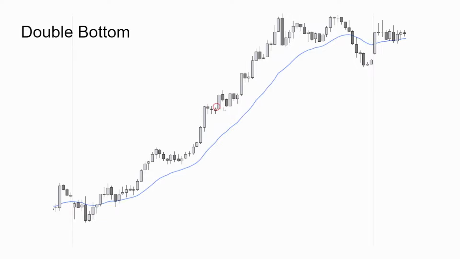Here's another form of a double bottom, but it's more of a retest. And there's another double bottom right here, but this is a range bound double bottom. The important thing is to be buying double bottoms instead of shorting them thinking it's going to reverse into the EMA.